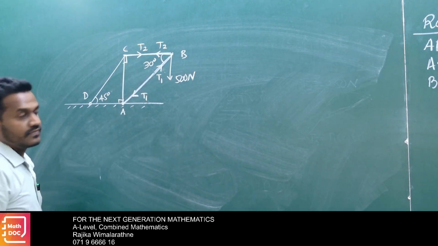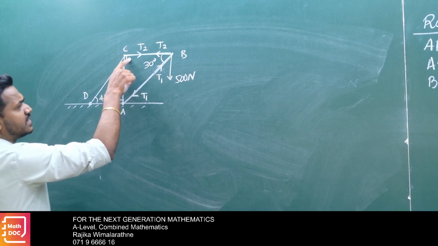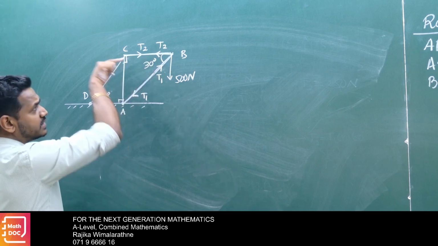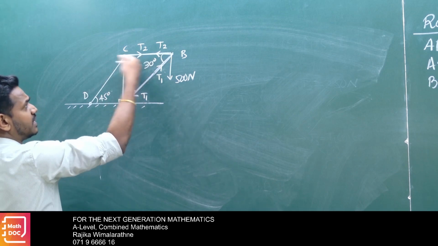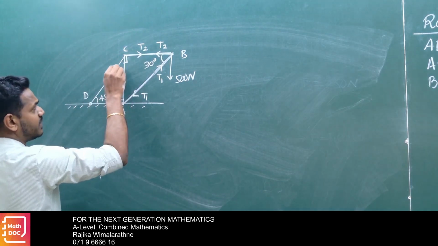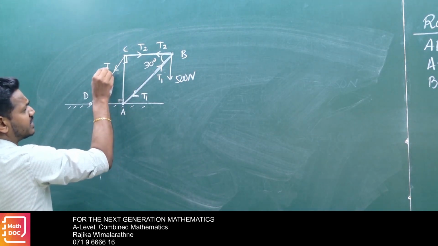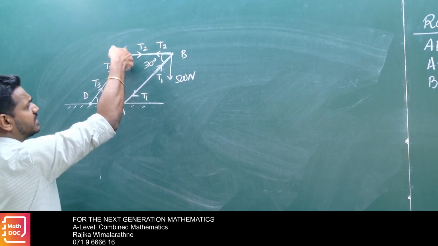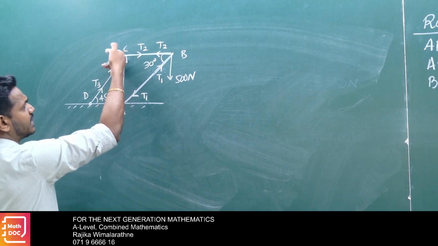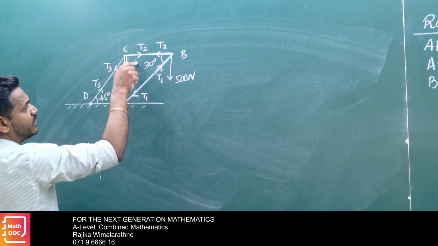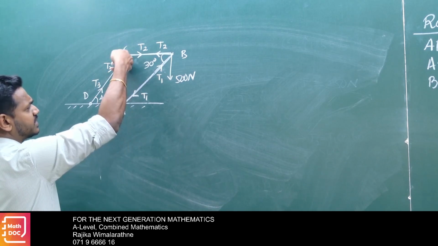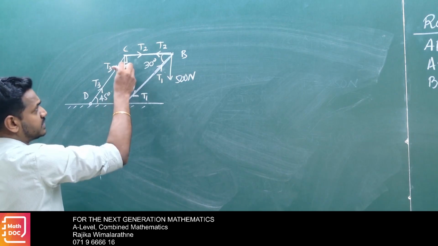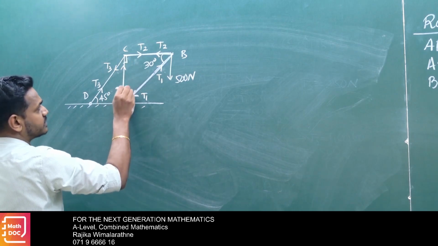Then you go to this vertex. Here we have a horizontal force this way. To cancel that one, we need an opposite direction force, which can be created by this. You mark here T3. Then T3 cos 45 cancels T2. Then T3 has a downward force; to cancel that one you need an upward force.